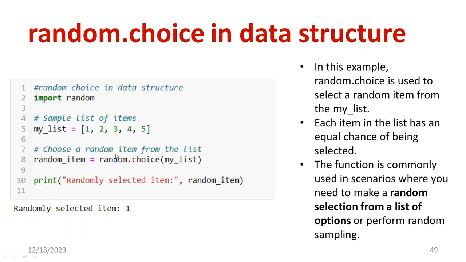This is another example. We have the list called my_list, namely 1, 2, 3, 4, 5. There are 5 items. If I apply random.choice(my_list) to this list data structure, any one of the items will be selected. Each item has equal probability. Here, item 1 is selected.